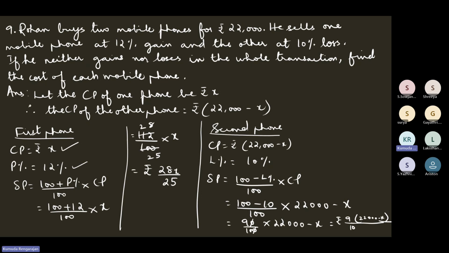Profit is 12%. He sells the 2 phones. On the first phone, the profit is 12%. Using the formula, find the selling price. Children, I've told you, you cannot cancel this 100 and this 100 because it's 100 plus 12. So you should add 112 and then you can simplify. Then why should the formula be 100 plus profit percent by 100?